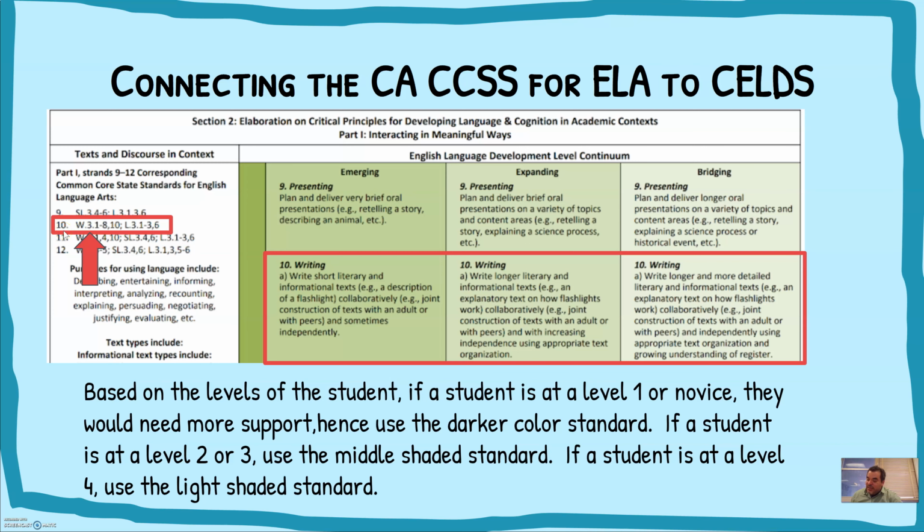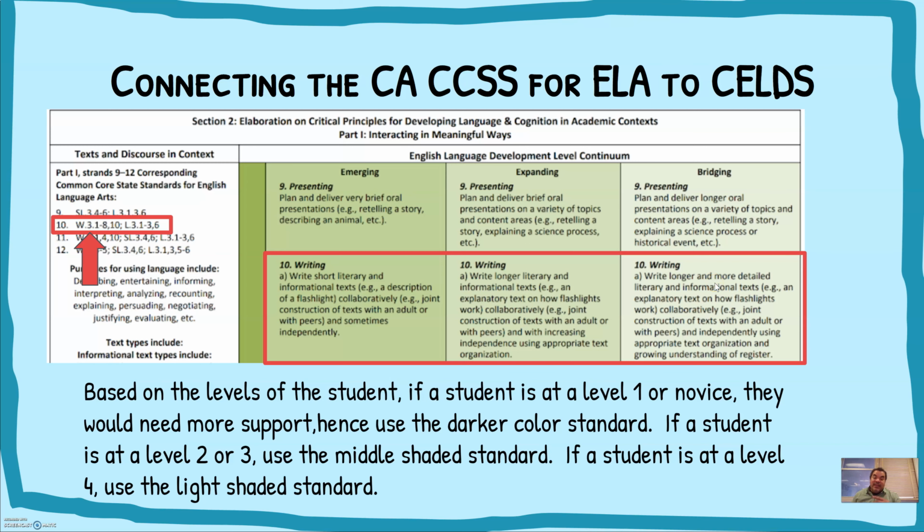of the California ELD standard correlates with Standard W33. So if you look here, it's 1 through 8. 3 would be included in this standard. So now we can go ahead and read Standard 3.